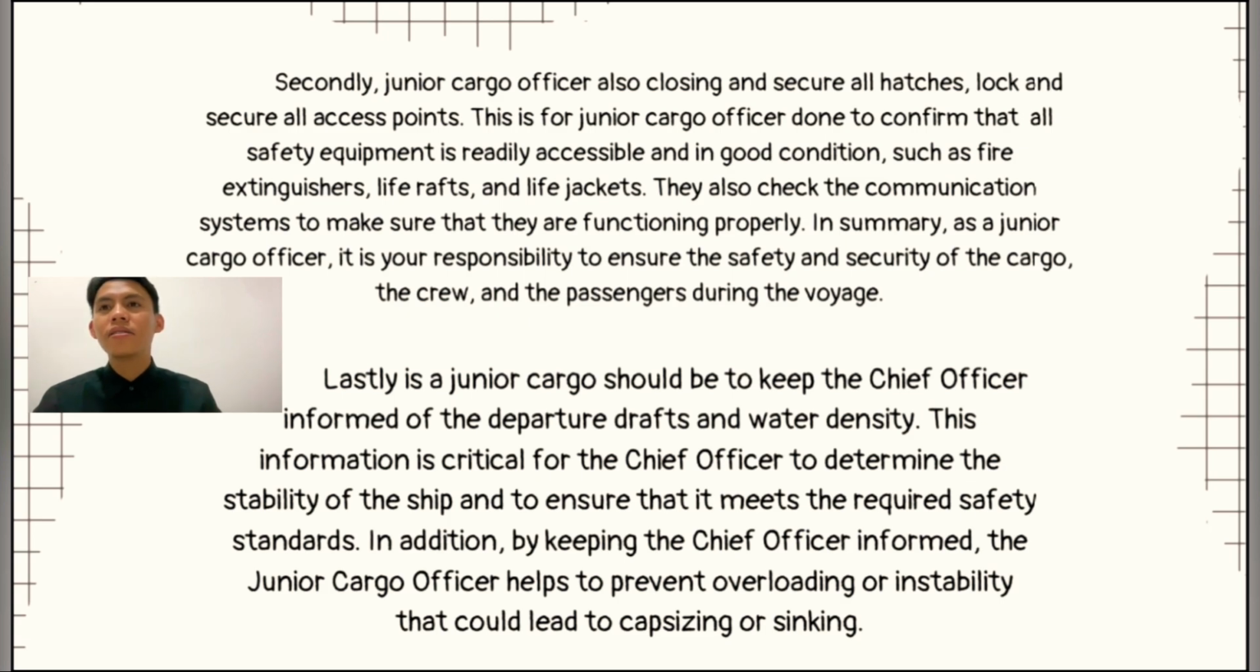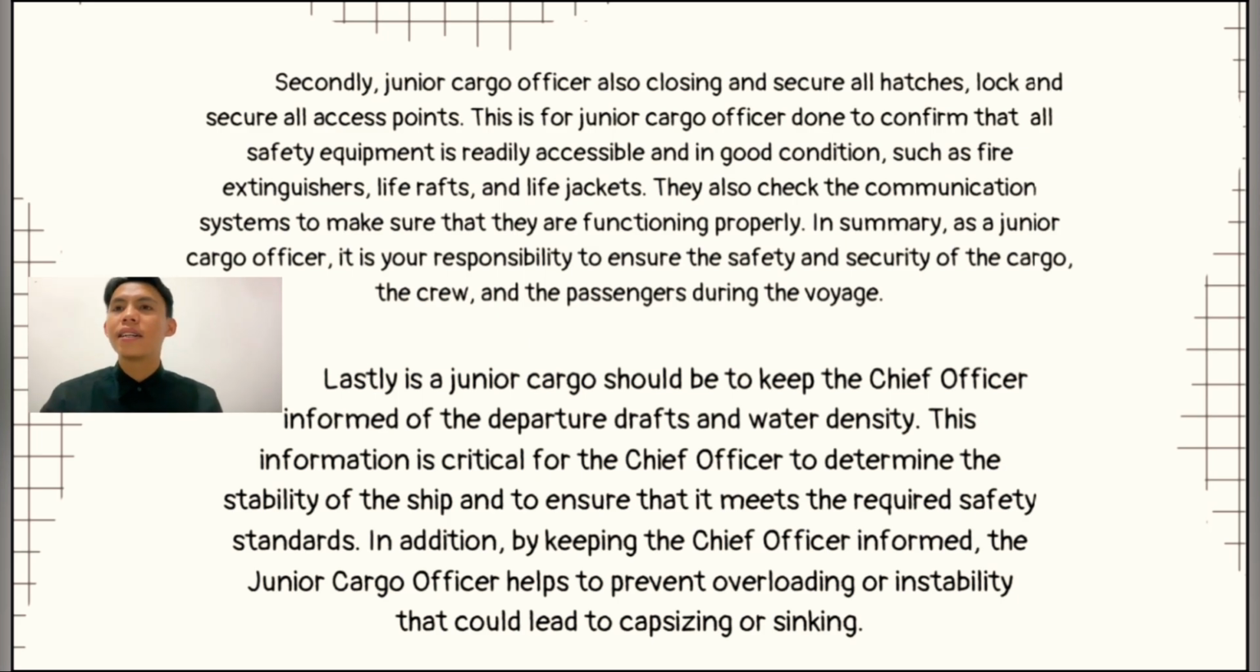Secondly, the junior cargo officer also closes and ensures all hatches and all access points are secured. This is done to confirm that all safety equipment is readily accessible and in good condition, such as fire extinguisher, life raft, and life jacket. They also check the communication system to make sure that it functions properly. In summary, as junior cargo officer, it is your responsibility to ensure the safety and security of the cargo, the crew, and the passengers during the voyage.